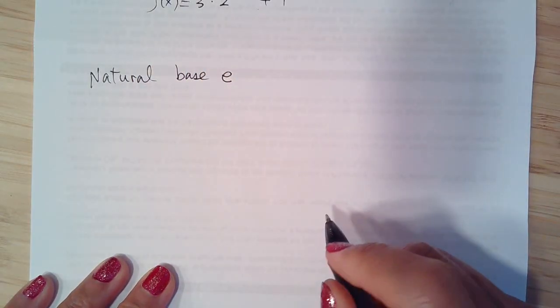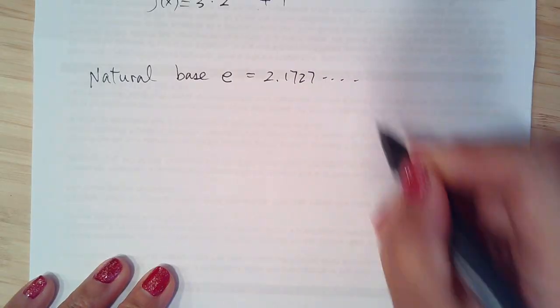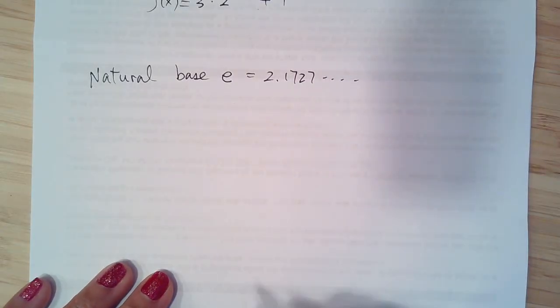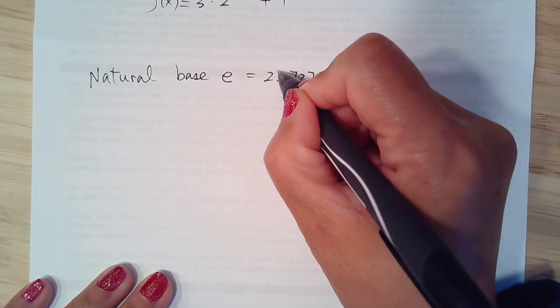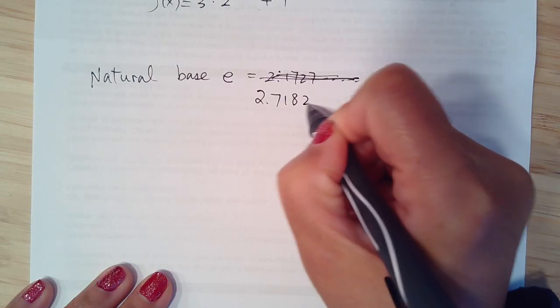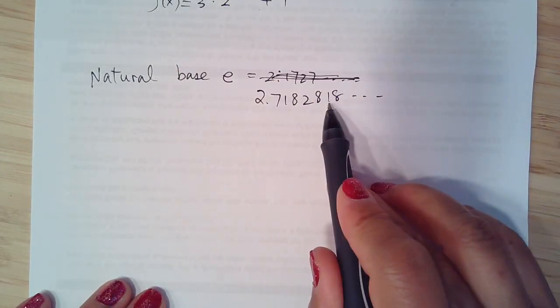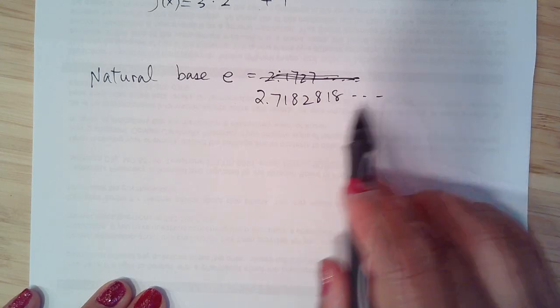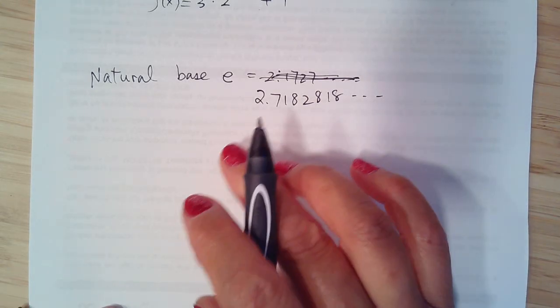E is actually 2.71828 and so on. Sorry, do it again: 2.71828 and 18, and it just never stops and never repeats, it just keeps going. So that's an irrational number. And how do we get that?